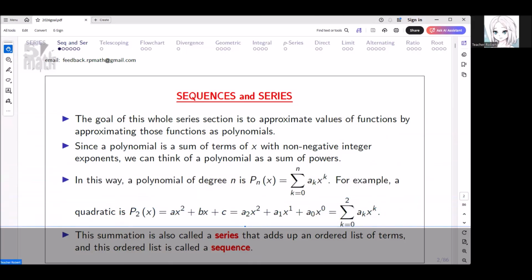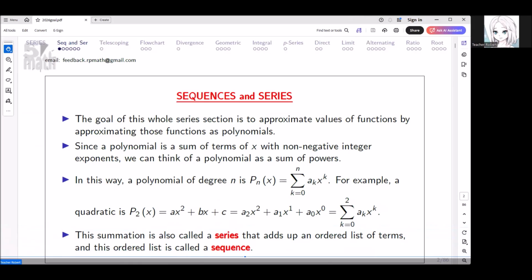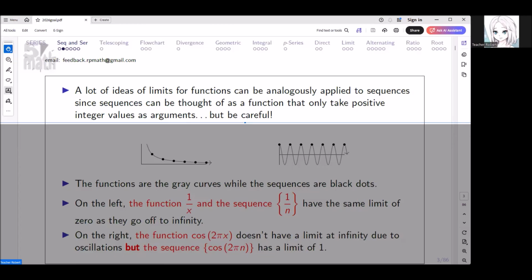In this way, a polynomial of degree n is Pn of x equals this. For example, a quadratic is P2 of x equals this. This summation is also called a series that adds up an ordered list of terms, and this ordered list is called a sequence. A lot of ideas of limits for functions can be analogously applied to sequences, since sequences can be thought of as a function that only takes positive integer values as arguments.